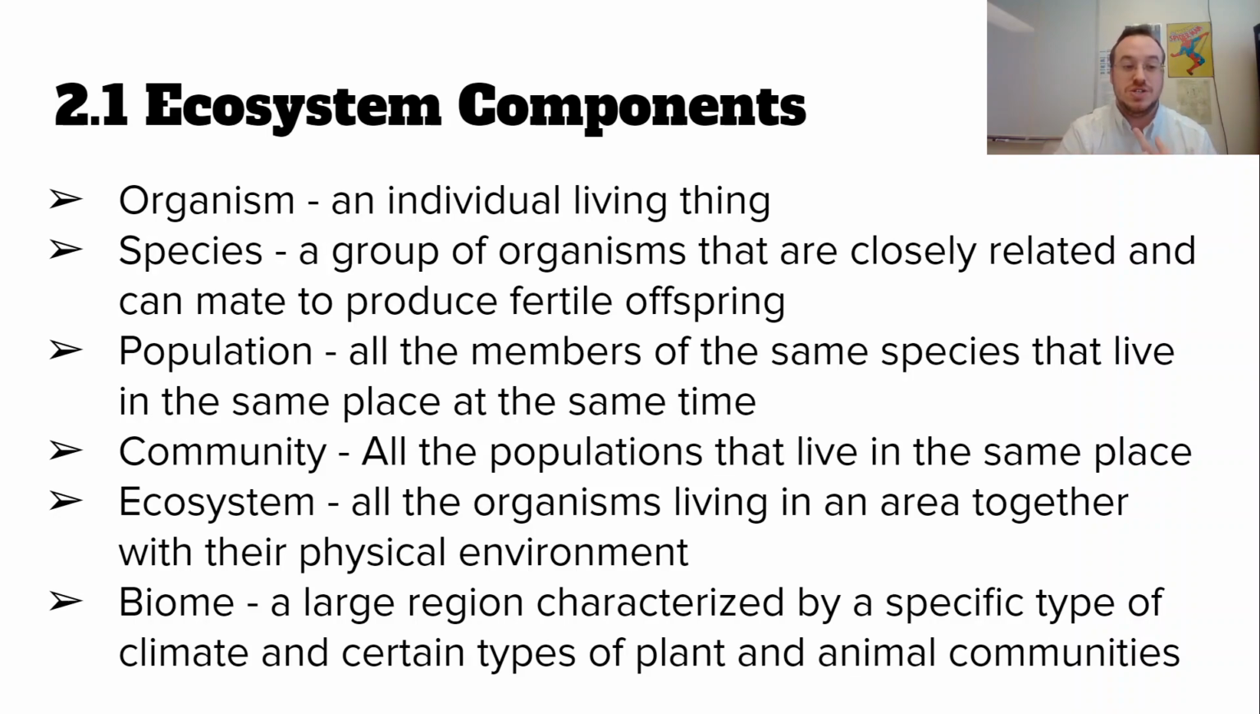You need to know what a species is so that we can talk about populations. You should remember what species are from biology. They're a group of organisms that are closely related. They can mate and produce fertile offspring. Fertile offspring being an organism that can mate with a similar species organism and have fertile offspring of itself.